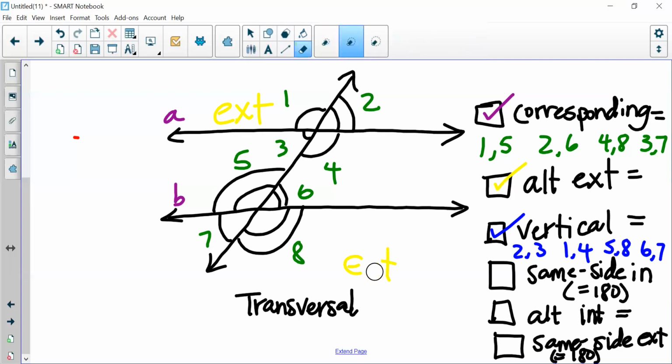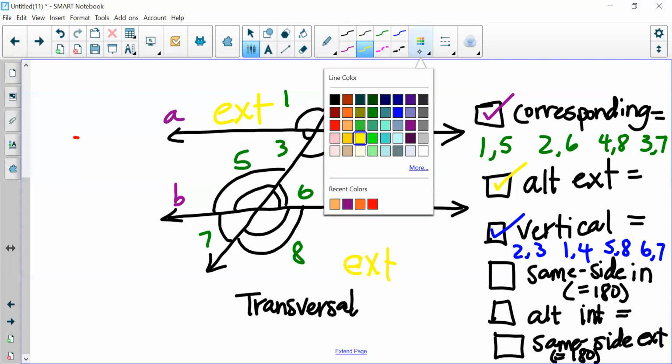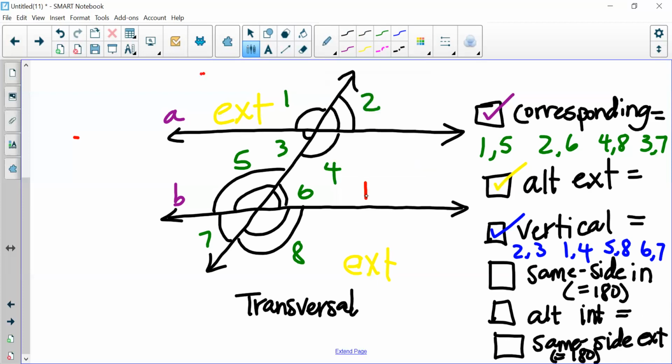I said INT instead of EXT. Ms. Grubbs, what does EXT mean? That's shorthand for exterior. Okay. Ms. Grubbs, what does INT mean? That's shorthand for interior. Okay. Y'all look, between your parallel lines or inside your parallel lines is your interior. Okay. Outside of your parallel lines is your exterior.